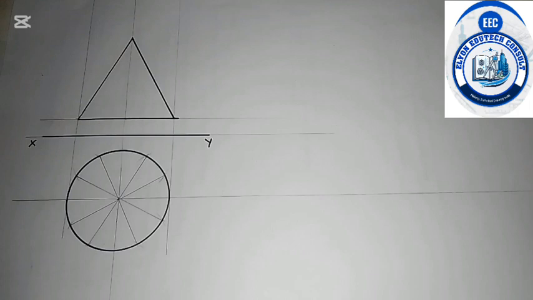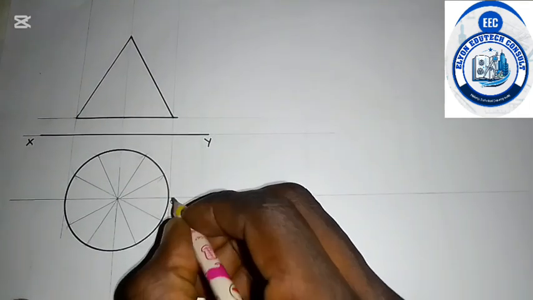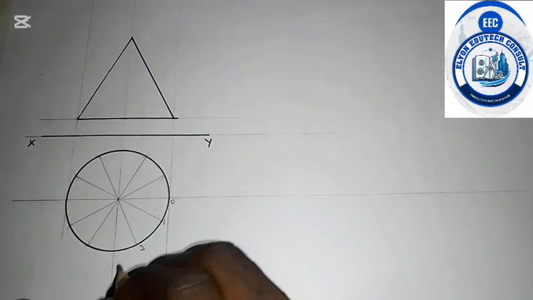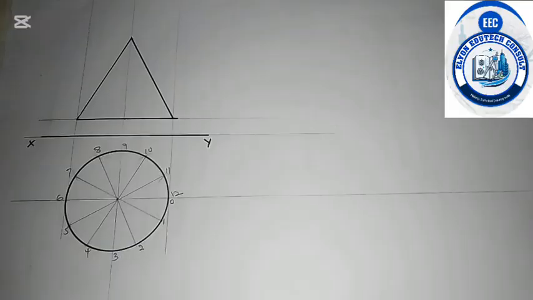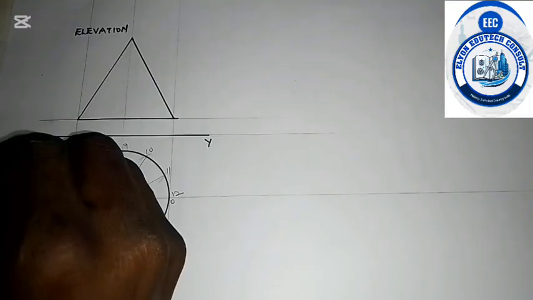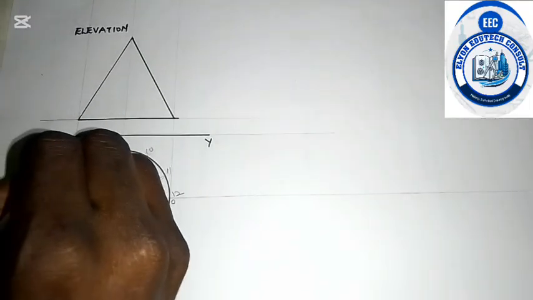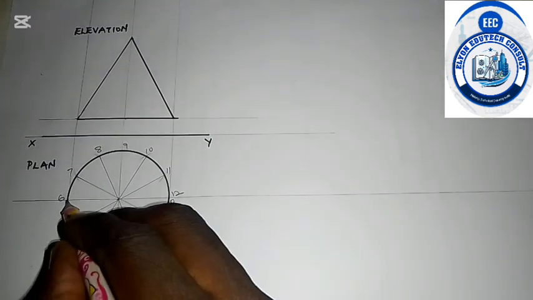Has been rightly divided into 12 equal parts, so I'm going to number this way. I'll start this way: 0, 1, 2, 11, and 12. I call this now my elevation. This is the elevation, while this is the plan.